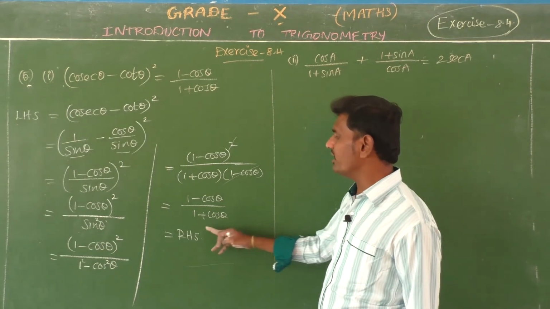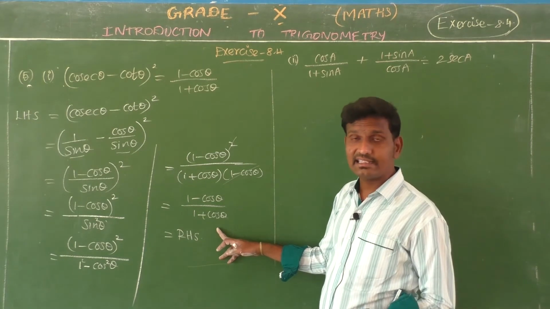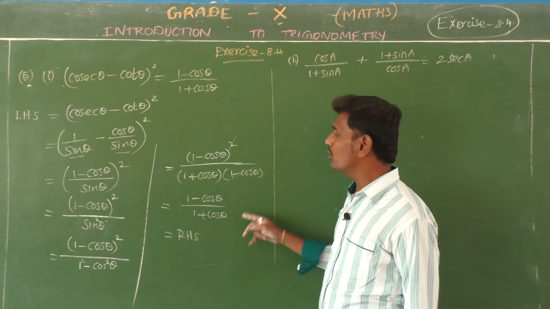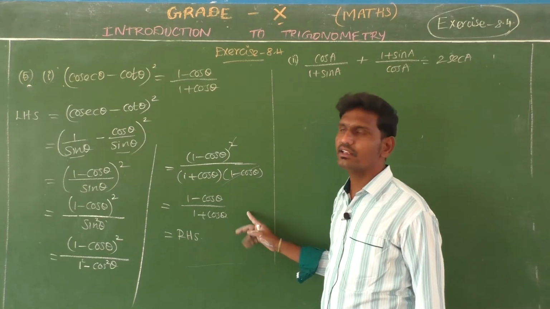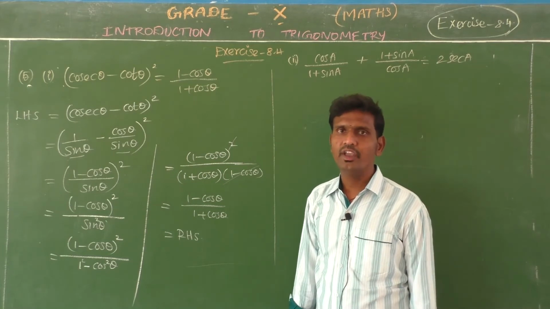So take it like that: 1 plus cos theta is the denominator. The rationalizing factor will become 1 minus cos theta. Multiply it on both the numerator and denominator. Like that, we have to do the same steps. Okay. Have you got it?